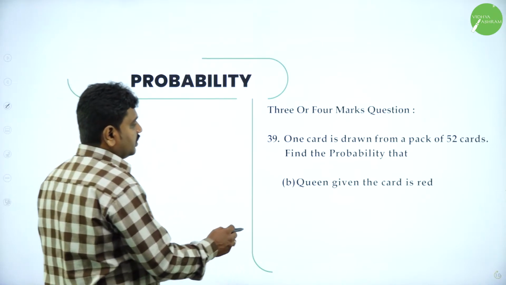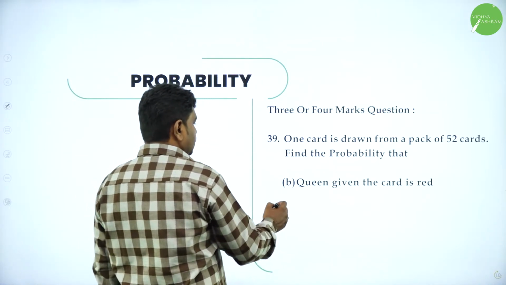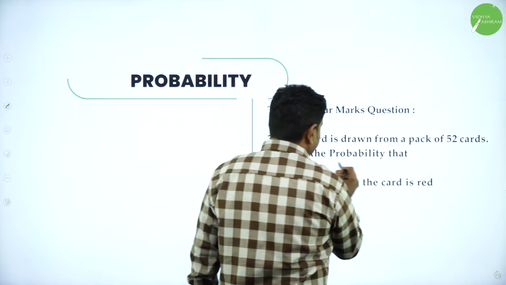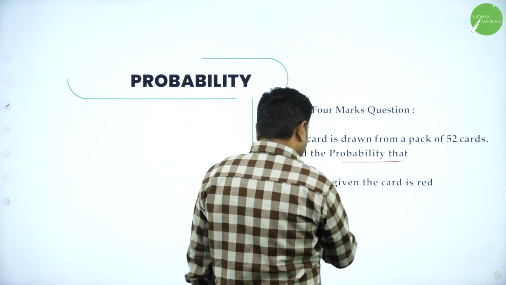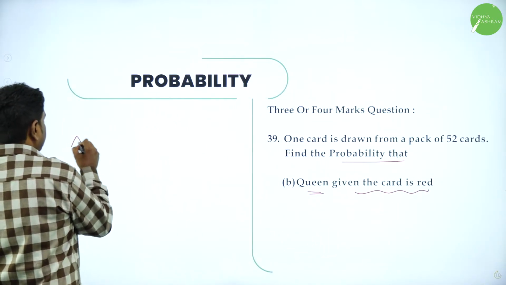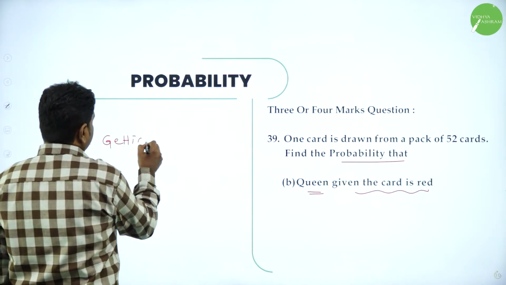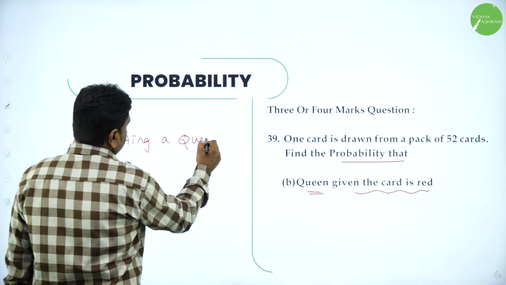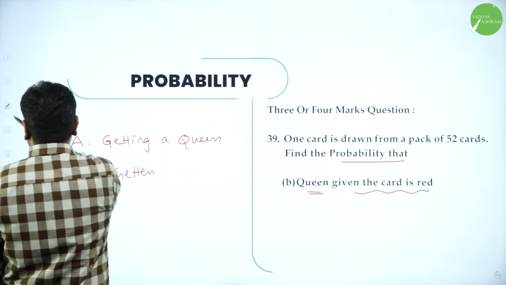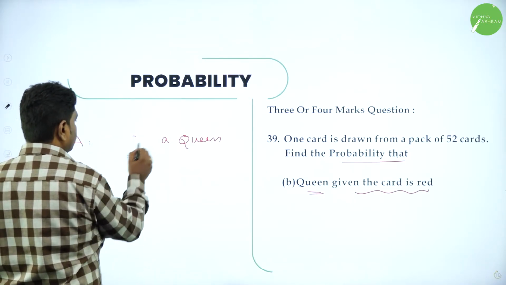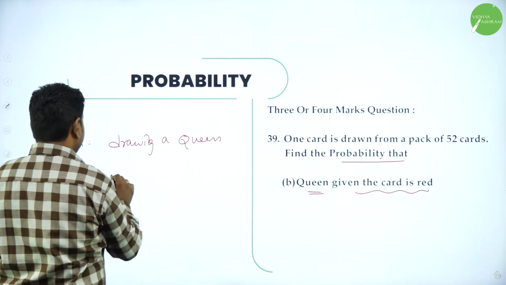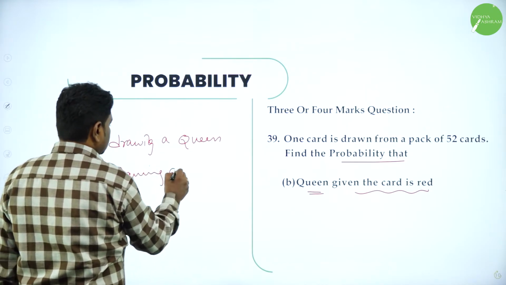Next, queen, the card is red. One card is drawn from a pack of 52 cards. Find the probability that the card is queen, given that the card is red. So now first we'll define event A, drawing a queen. Event B, drawing a red card.